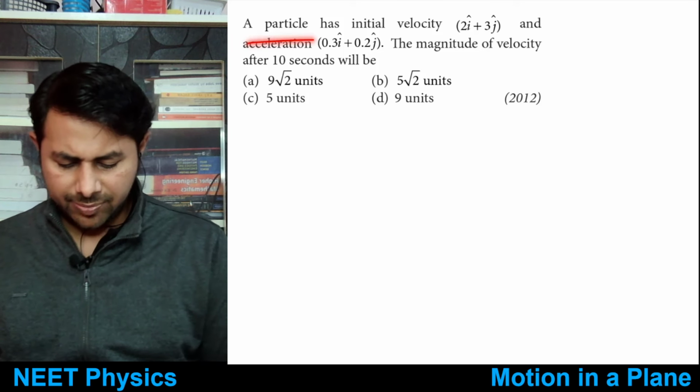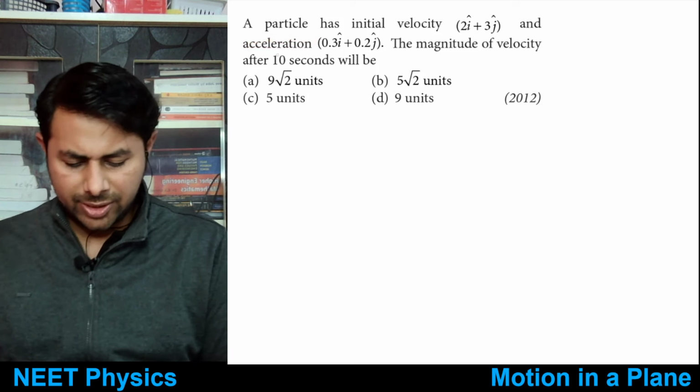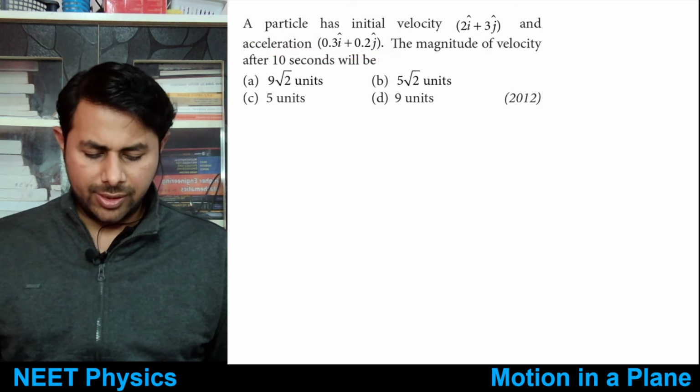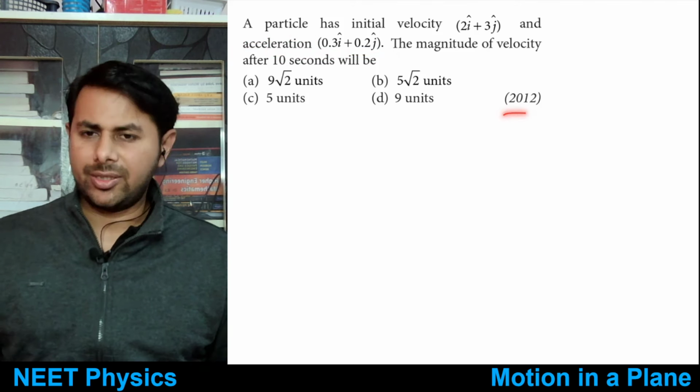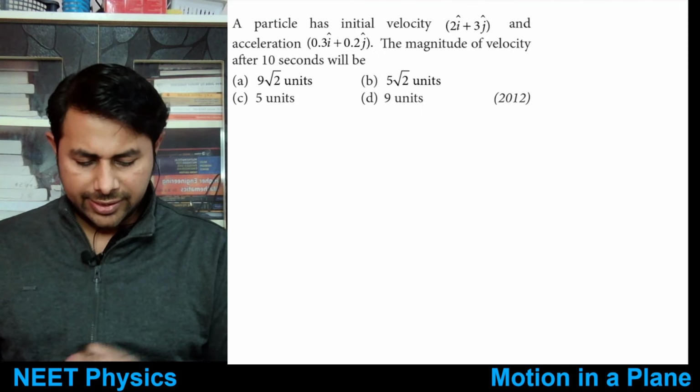All right, so this one is simple. A particle has initial velocity this much and acceleration of this much. So the magnitude of velocity after 10 seconds will be. So this is like a repeated question, right? So let's just skip this one.